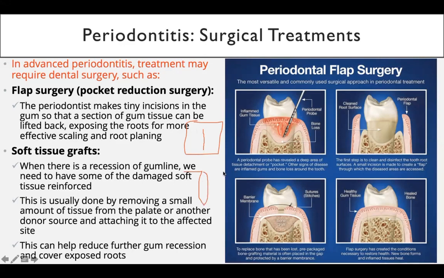Opens up it, right? The periodontist makes a tiny incision in the gum so that a section of gum tissue can be lifted back. Use your imagination. This exposes the roots for more effective scaling and root planing. We get a more direct approach towards the roots and apex side, and we can get an effective scaling and root planing. So the purpose of flap surgery and pocket reduction surgery is to get an effective scaling and root planing.